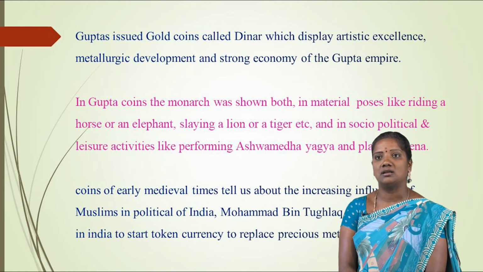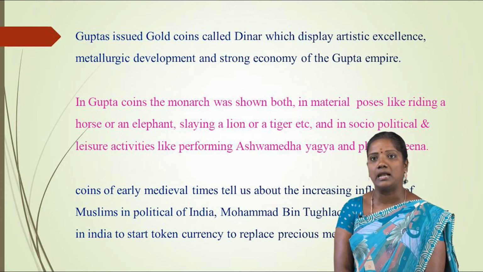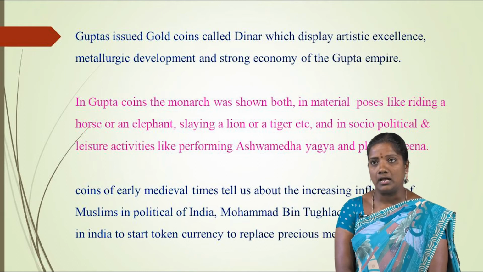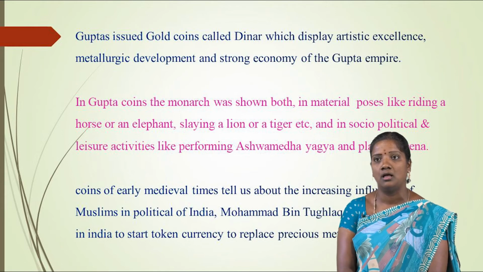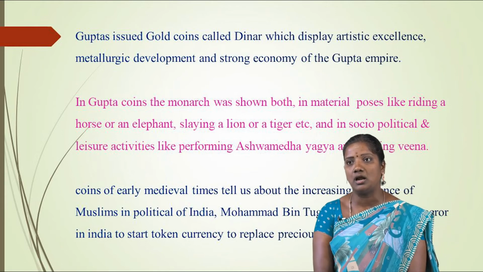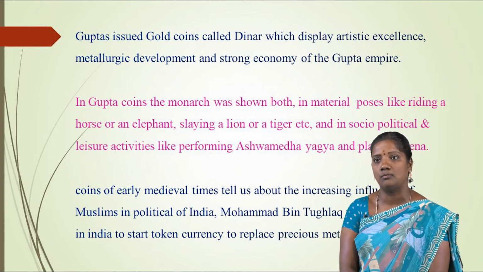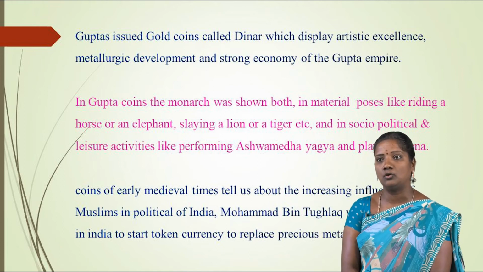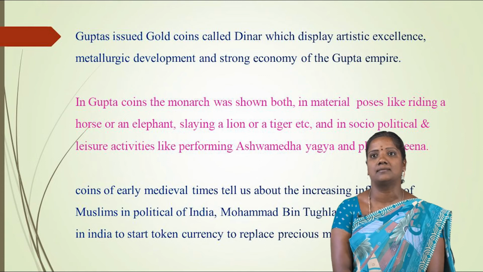In Gupta coins, the monarch was shown both in martial poses, like riding a horse or an elephant, or slaying a lion or a tiger, and in socio-political and lesser activities like performing the Ashwamedha Yaga and playing the Veena. Coins of early medieval times tell us about the increasing influence of Muslims in the politics of India. Muhammad bin Tughlaq was the first emperor in India to start token currency to replace precious metals.